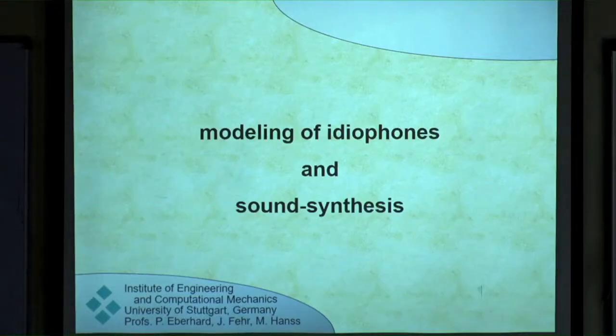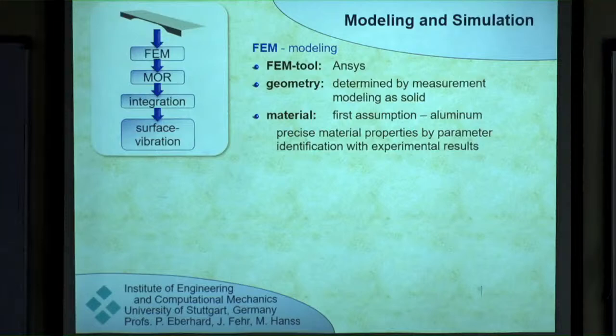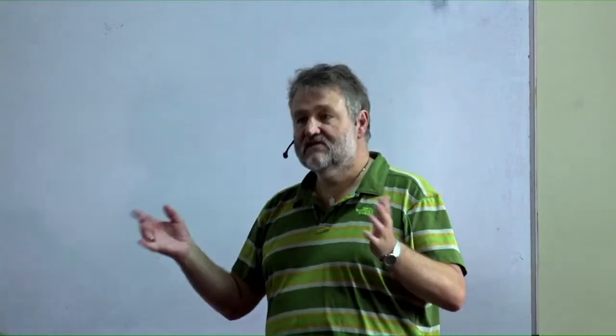But for this, we first have to do a little bit more. We have to talk about the modeling, how we compute and predict the sound, and how to measure everything. So a lot of work is to do before we can optimize such a shape. First the modeling. Modeling is quite simple. We use finite elements for setting up a numerical model. We use model order reduction to reduce the number of equations because we have too many of them. Then we do a time integration, and then we get surface vibrations.